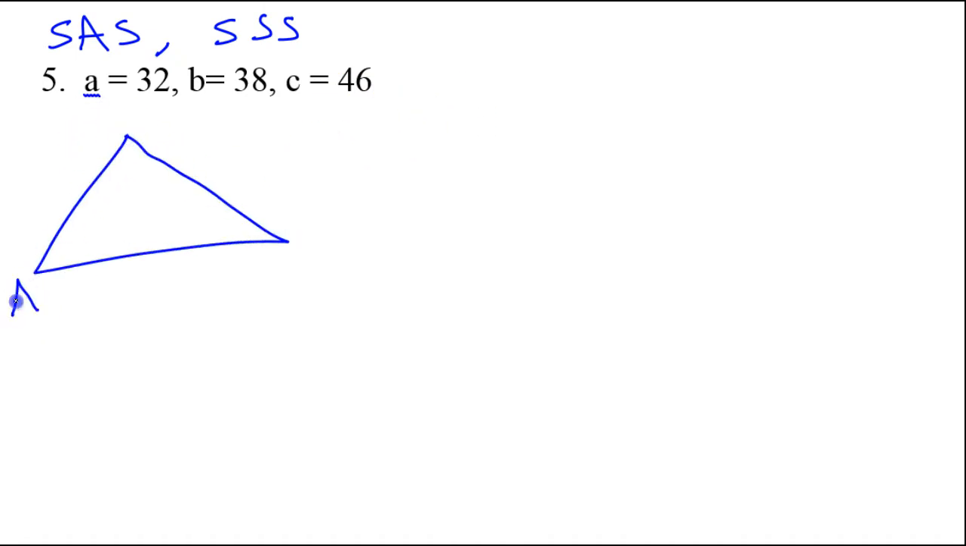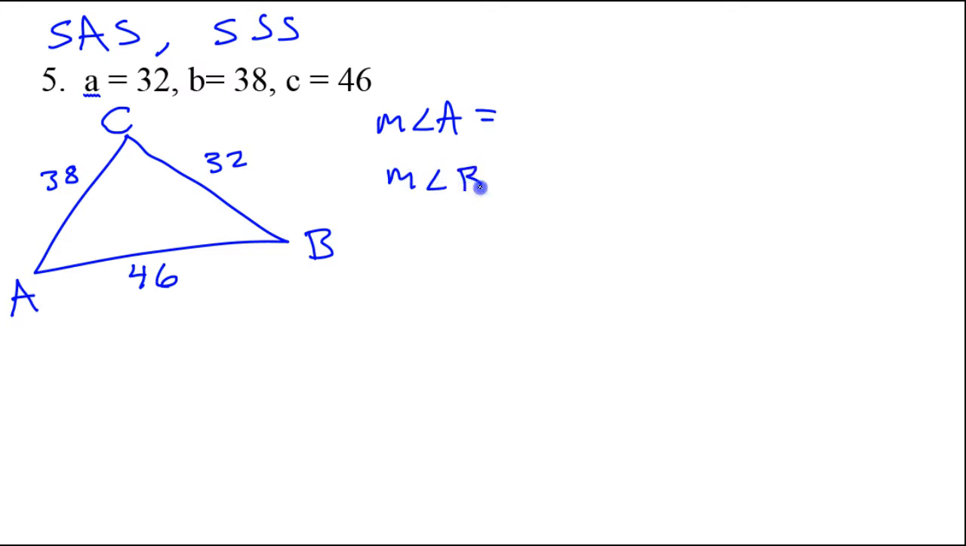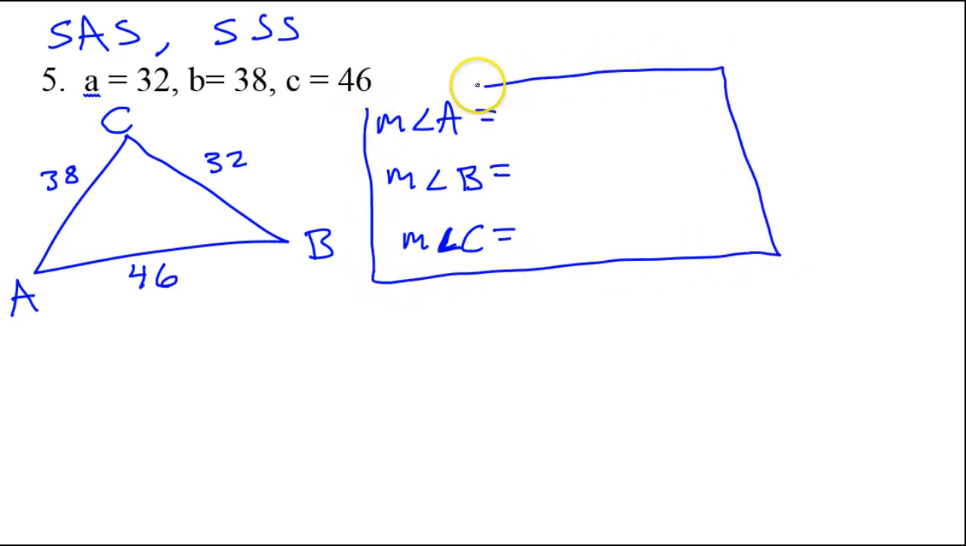Let's start by drawing our triangle. So here's angle A, angle B, and angle C. We are given that side A is 32, side B is 38, and side C is 46. So that means that we need to find the measure of angle A, angle B, and angle C. That looks like a C, but you know it's an angle sign, so don't judge me. Once we find these three values, we will have solved the triangle.